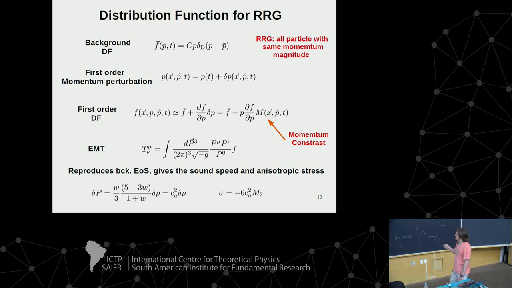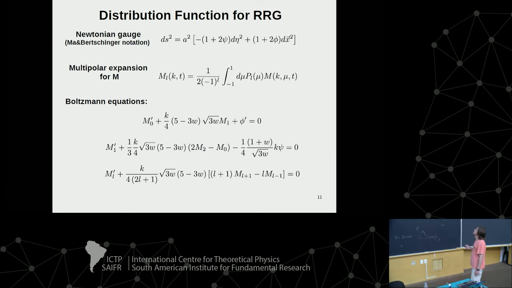So one nice thing we get is that we can relate pressure and density. And this expression is exactly the adiabatic sound speed the other paper chose. Then you also get an isotropic stress, also with the c_a. This M2 is a multipolar expansion for this, and I'll talk a bit more about it. So when you have the distribution function, you can introduce an isotropic stress. The model is not a perfect fluid anymore. We work in the Newtonian gauge.